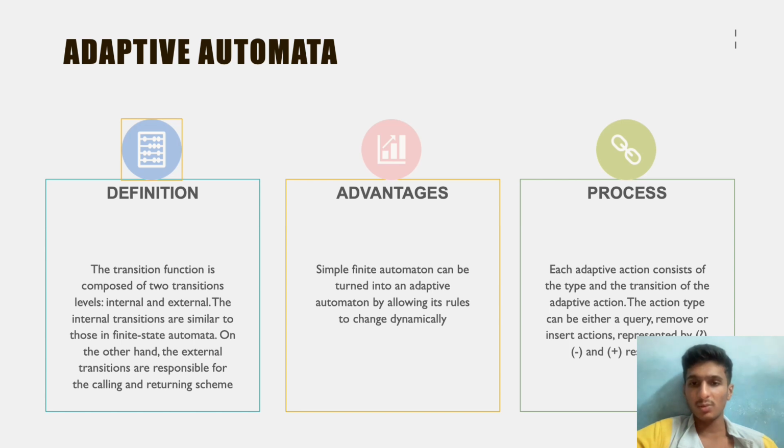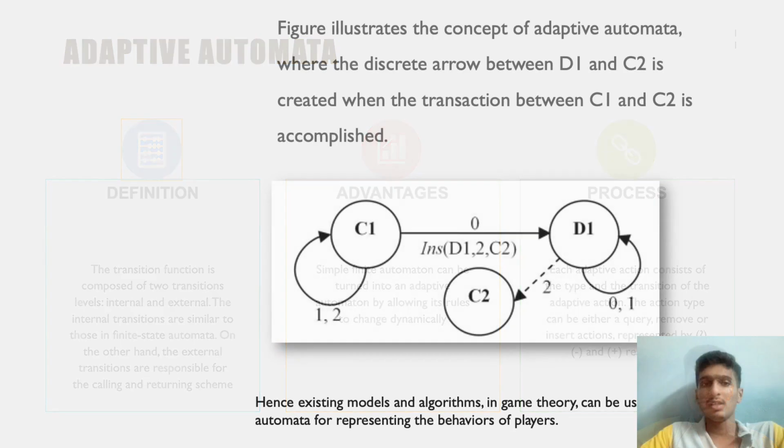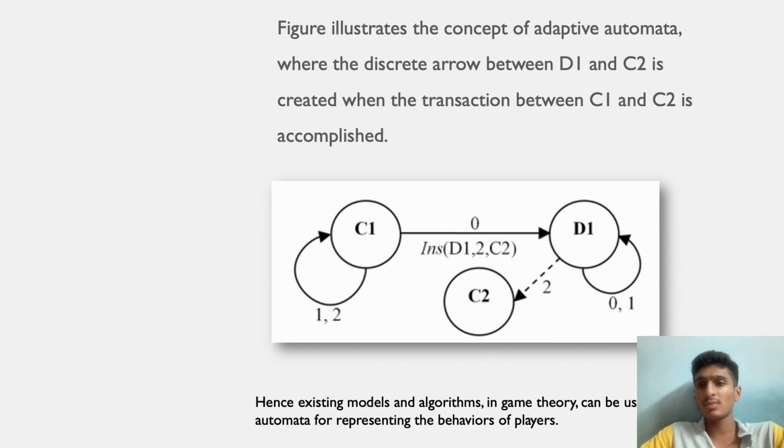The process in which this can be done is that the action type can be either a query, a remove, or an insert action, which can be represented by the question mark, the minus symbol, and the plus symbol. The figure illustrates the concept of adaptive automata, where the dashed arrow between D1 and C2 is created when the transition between C1 and C2 is accomplished.